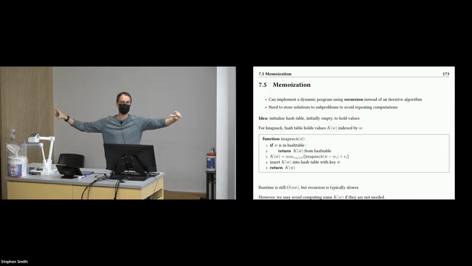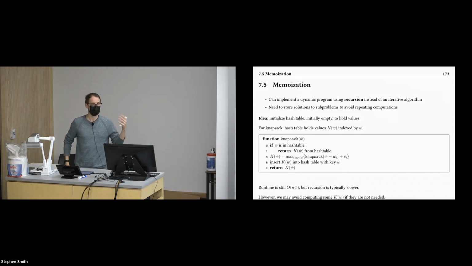It's either a big long array where to fill in an entry in the array, we look at prior entries in it, or it's a 2x2 table, right, in the case of edit distance. But you can also implement these algorithms recursively, which is called a top-down fashion, instead of this bottom-up fashion. And so we can implement using recursion instead of an iterative algorithm.